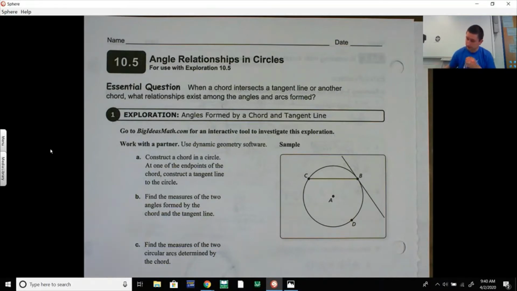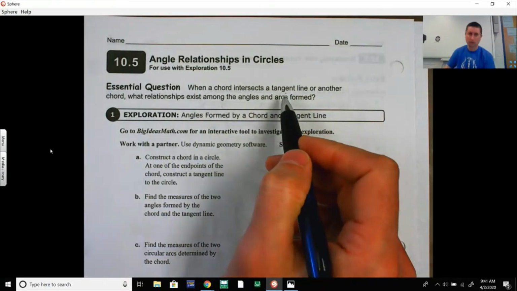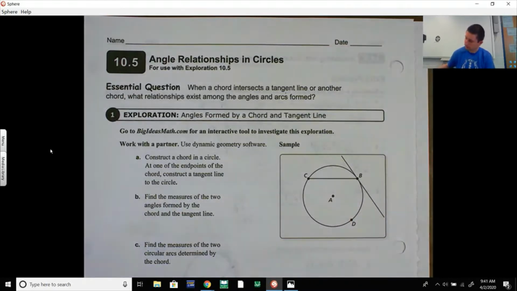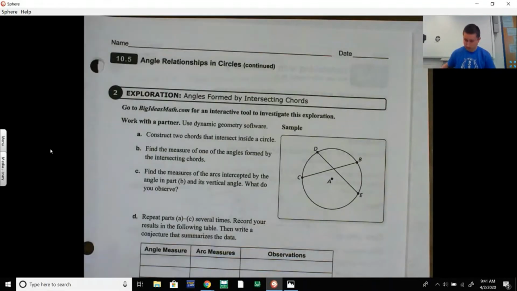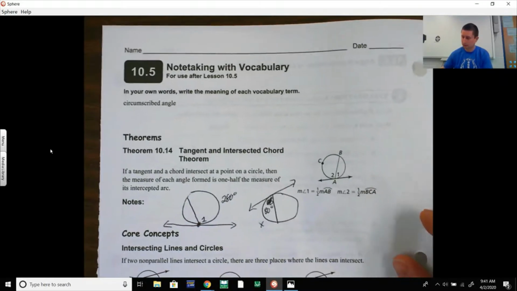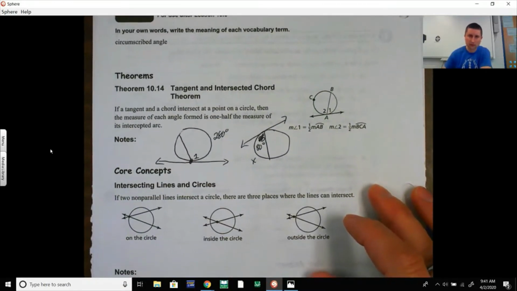So 10.5, angle relationships in circles. This will deal with chords and tangent lines and other chords. What relationships exist among the angles and arcs formed? Woohoo, a relationship lesson. Yippee. Okay. So, again, a lot of properties, a lot of rules. If you can apply them, find out which rule is working on it, the questions are asking, you'll be okay.